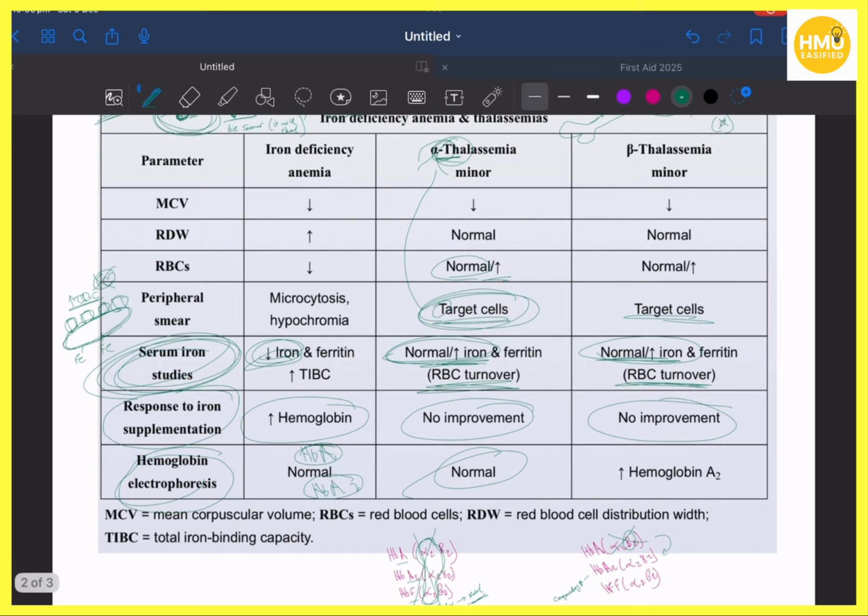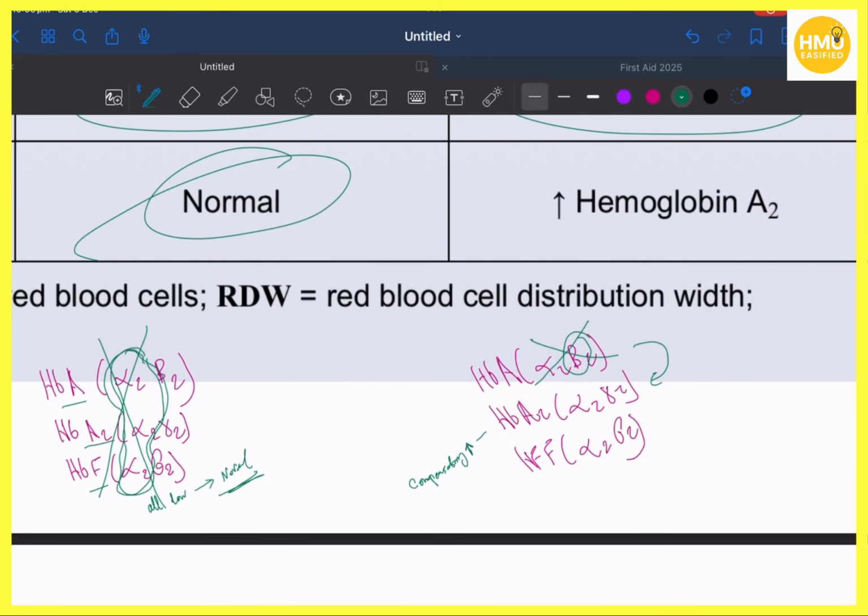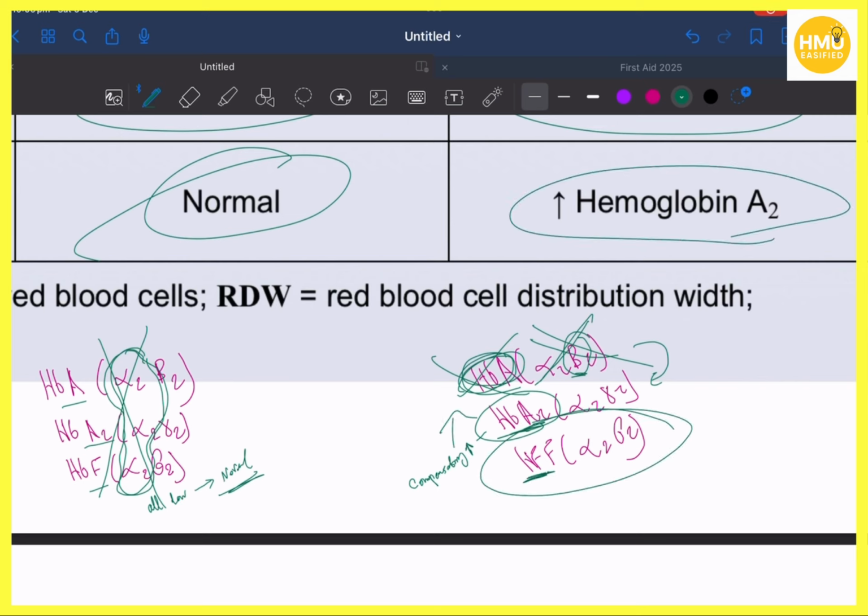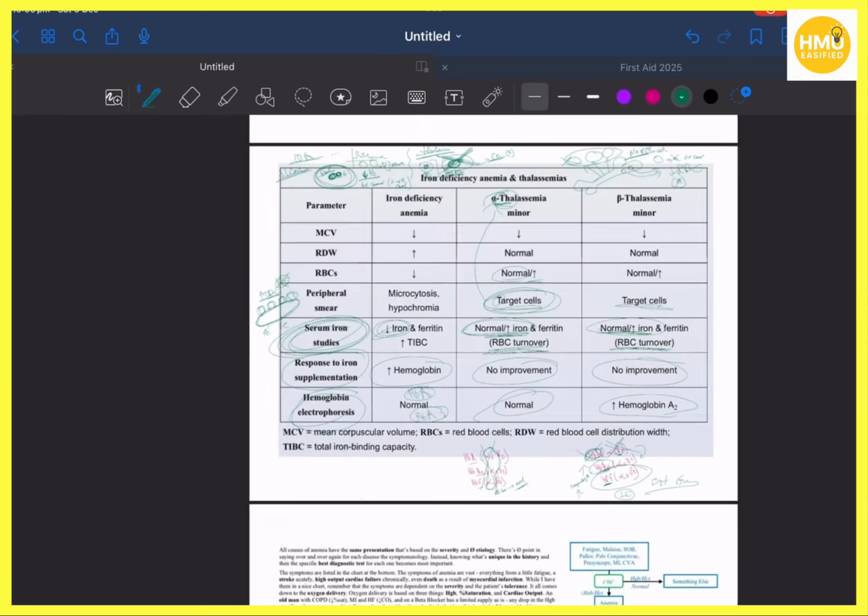Whereas in beta thalassemia, it's different because only hemoglobin A has the beta. So if there is no beta, hemoglobin A will be low or absent, and hemoglobin A2 will take over and will be higher. Whereas hemoglobin F, obviously, in the first 6 months of life is going to be higher, and after that it will be very, very low. It might be increased a bit as compensation for the absent hemoglobin A. And that's it.